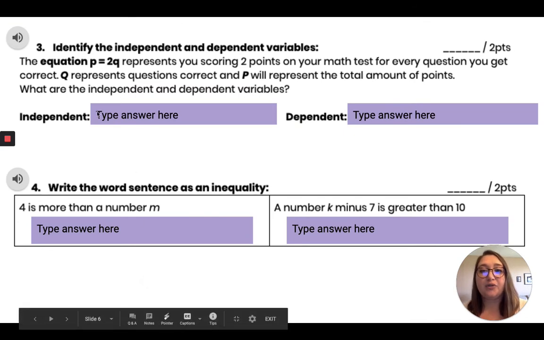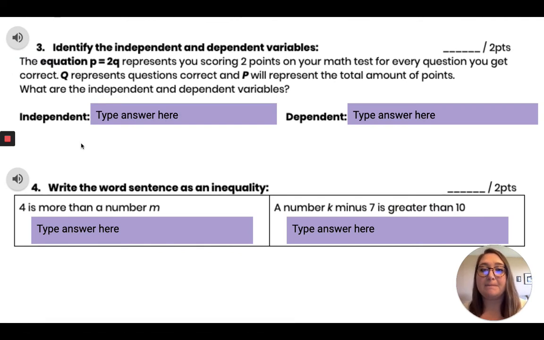For number 3, you're going to be reading or listening to an example of an equation, and then you're going to tell what the independent variable and the dependent variable would be. You're not having to solve the equation, just write what the independent and dependent variables are.